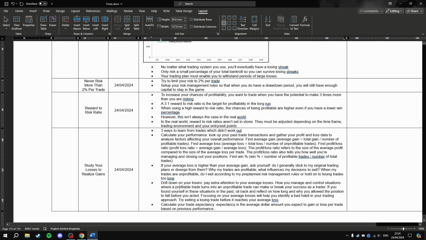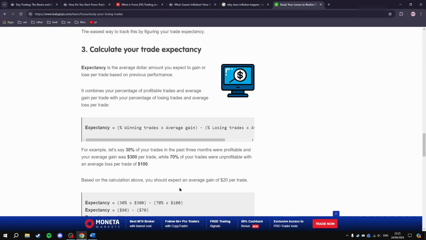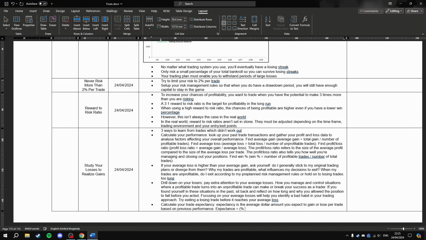Expectancy is calculated as follows: expectancy is equal to the percentage of winning trades times the average gain, minus the percentage of losing trades times the average loss.